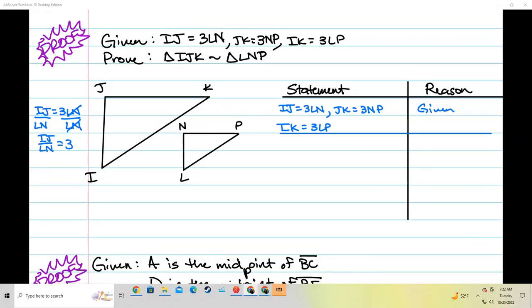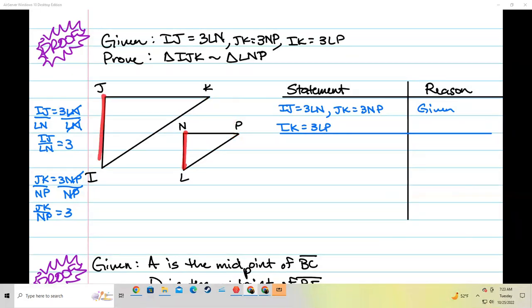jk equals 3np. Same thing, I'm going to divide both sides by np, so that way I can get that 3 by itself. And again, you're going, what the heck? Why are you doing that? Well, because now I get jk divided by np is equal to 3. What that means is when I take this side and divide it by this side, the answer I get is 3.